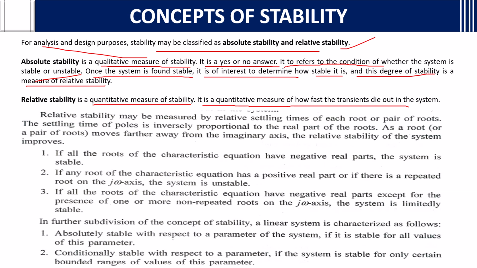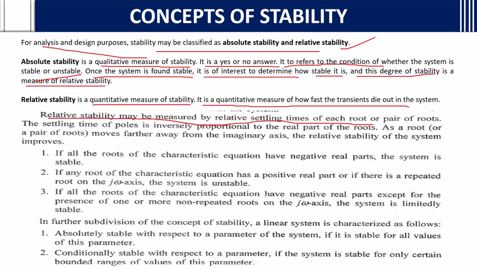Then we will see the relative stability, which may be measured by the relative settling times of each root or pair of roots. Relative stability means what? Relatively, the settling time of each root or pair of roots is measured. Where the roots are settling, that time is measured.